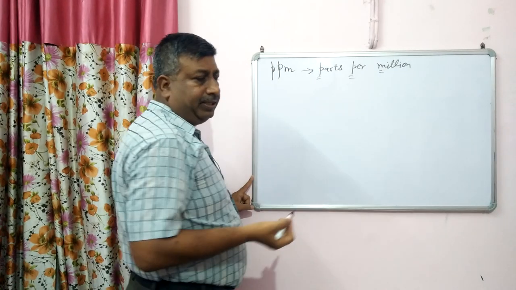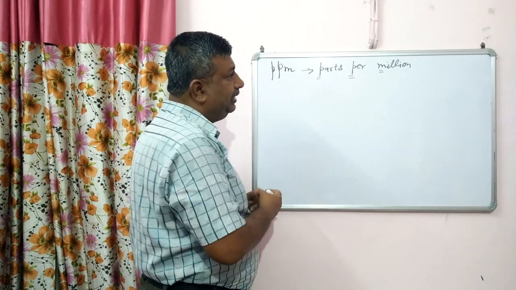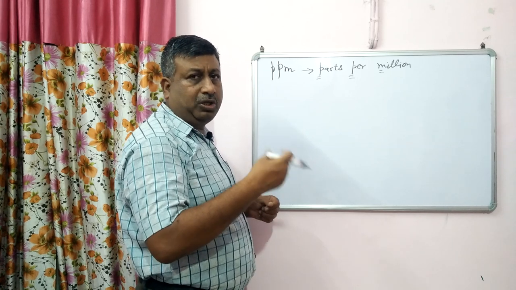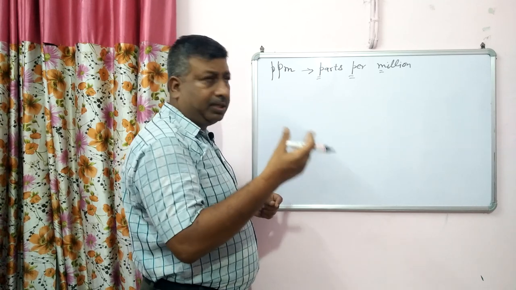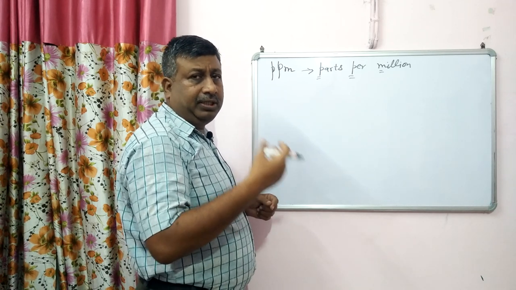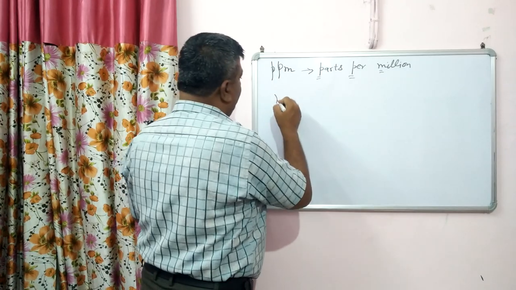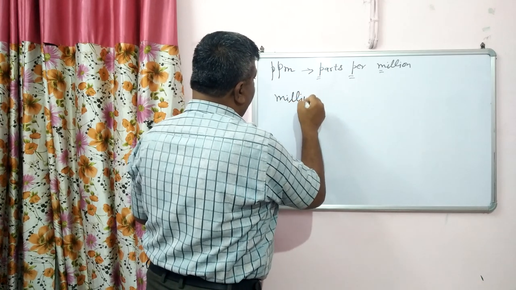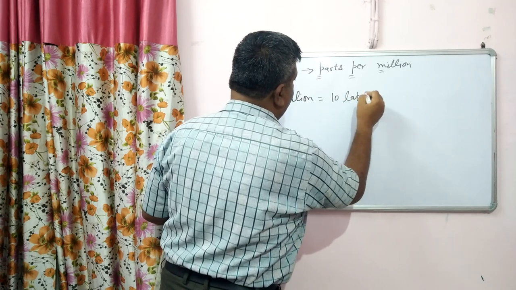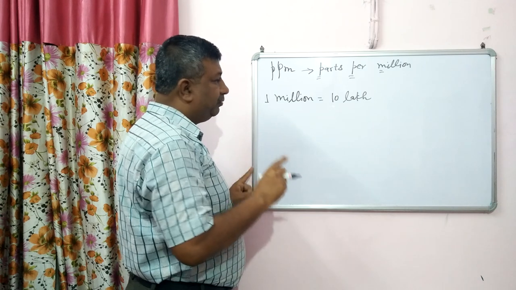Now what is a million? In Indian mathematics, or in Indian condition, we use ikai, dahai, sekda, hajar, das hajar, lakh, das lakh, crore, das crore, arab, das arab, kharab. But in the international system, it is ones, tens, hundreds, thousands, ten thousands, million, ten millions. So this is the confusion. What is a million? 1 million is equal to 10 lakh. Remember this.